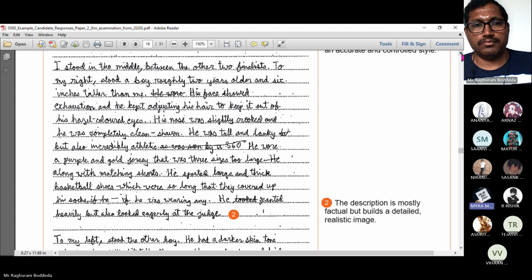He wore a purple and gold jersey that was 3 sizes too large, along with matching shorts. He sported large and thick basketball shoes, which were so long that they covered up his socks, if he was wearing any. He panted heavily, but also looked eagerly at the judge.